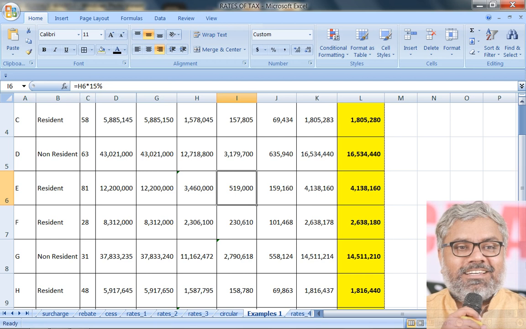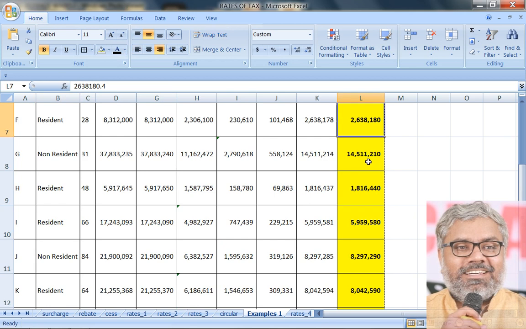Surcharge applicable here is 15%. Why? Since income has exceeded 1 crore but did not exceed 2 crores. Cess 4% is common. Add all of that, round it. We got 41 lakhs 38,160 as the correct answer for that question. 41 lakhs 38,160. Next. F. Resident normal guy.